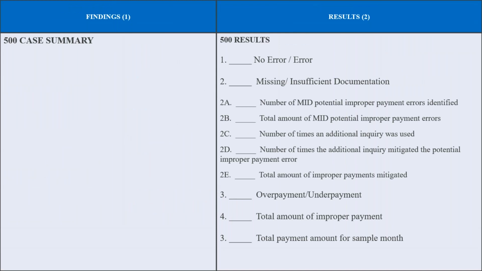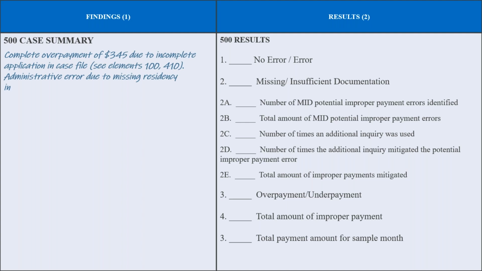All right, so moving on to the case summary, element 500. Noting that there was a complete overpayment of $345 due to the incomplete application. I've cited elements 100 and 410. And there was also that administrative error due to the missing residency information. And I've cited element 310 for that.